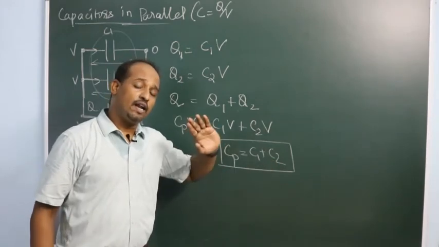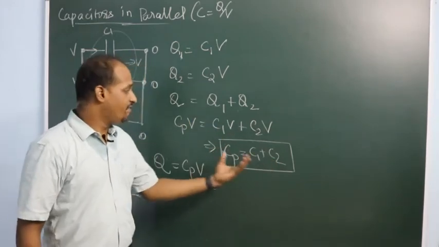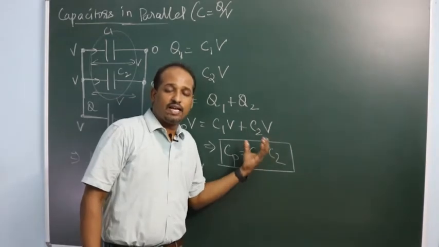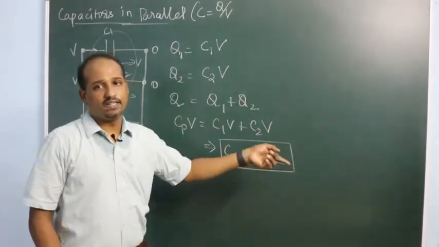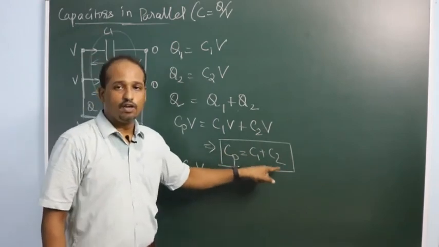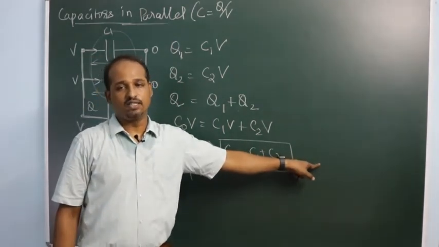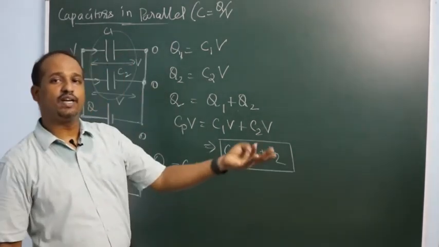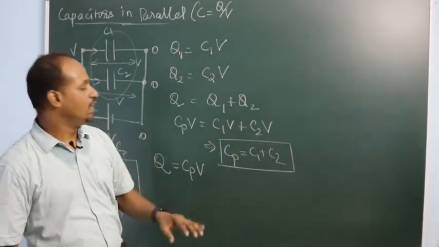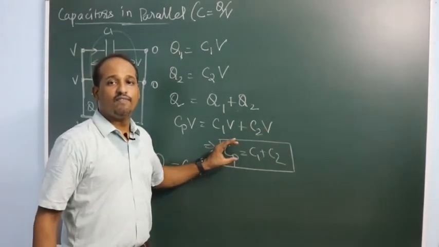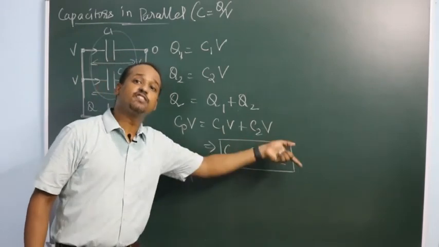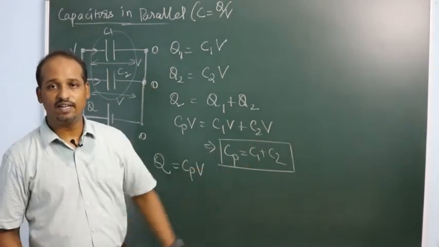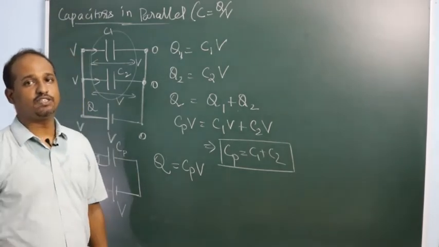Like what we said in the previous case, the effective capacitance when the capacitors are connected in parallel will be greater than the greatest. Suppose you have three capacitors, 100, 20 and 30. What is the effective? 100 plus 20 plus 30. So it becomes 150. So the effective capacitance when the capacitors are connected in parallel will be greater than the greatest value of the capacitors connected. So these two things you will have to remember.